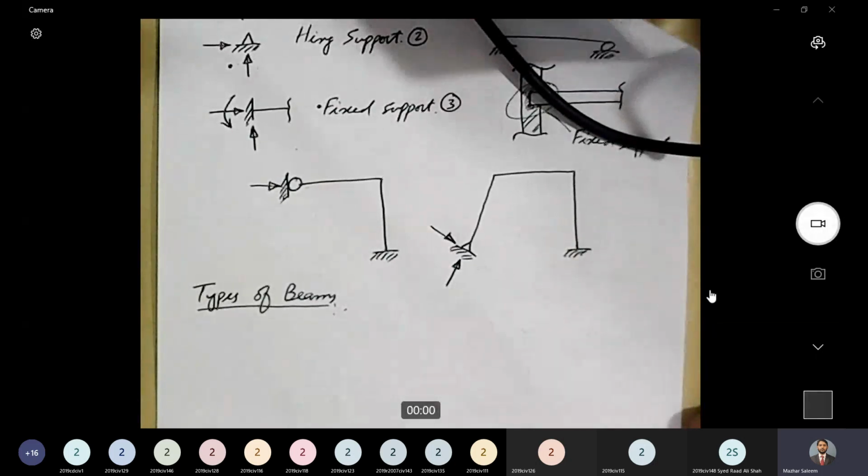What else? Propped cantilever beam. Okay. That's right. Anything else? Any other type of beam that you have heard of? Continuous beam. Continuous beam, that's right. Okay, so let's see these types one by one.